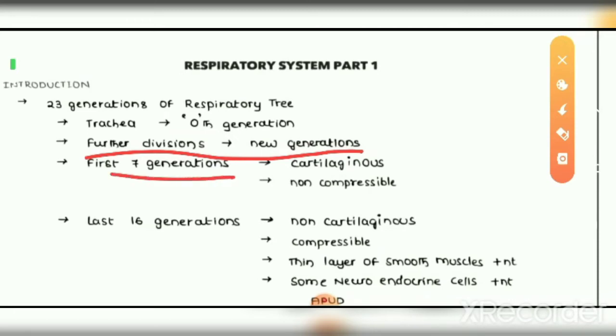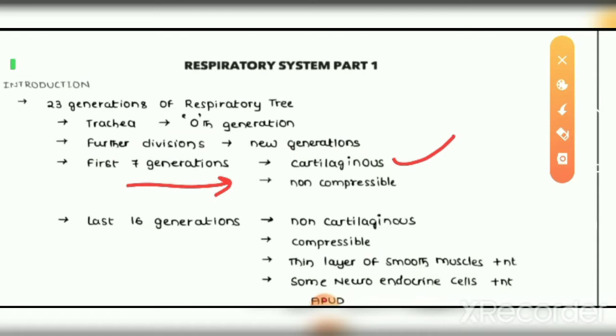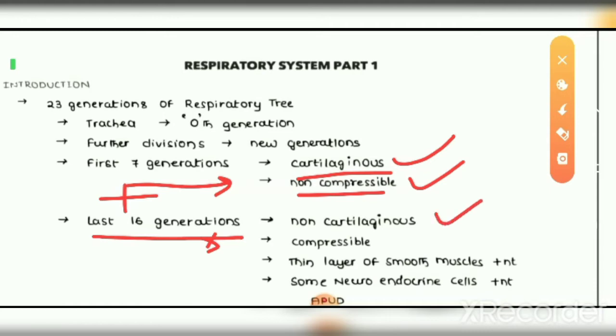What are the features of the first 7 generations? The first 7 generations are cartilaginous and non-compressible. Now let's come to the last 16 generations' features. There are 23 generations, 7 plus 16 is 23. The last 16 generations are non-cartilaginous. They are compressible, whereas here it's the opposite.